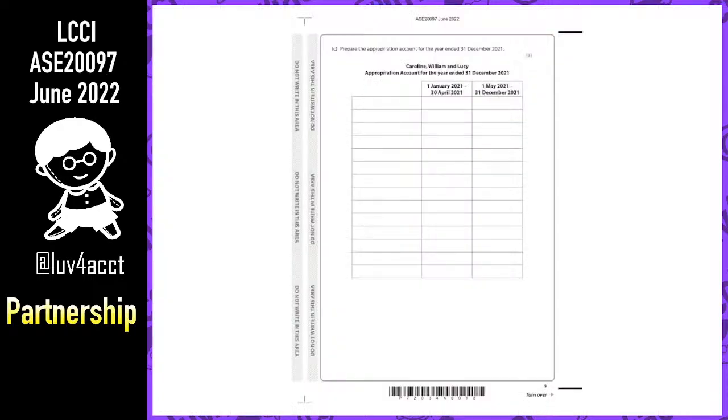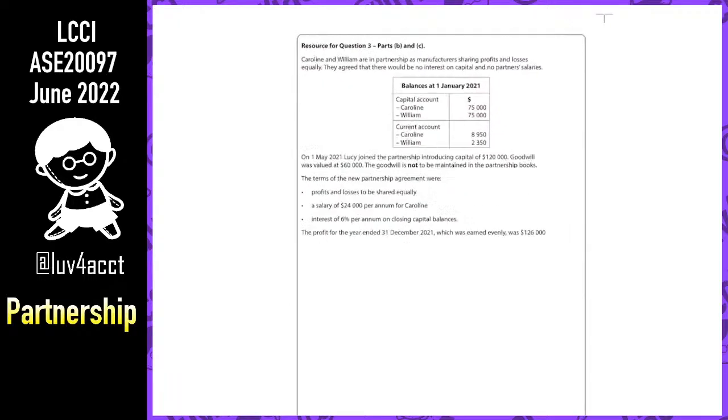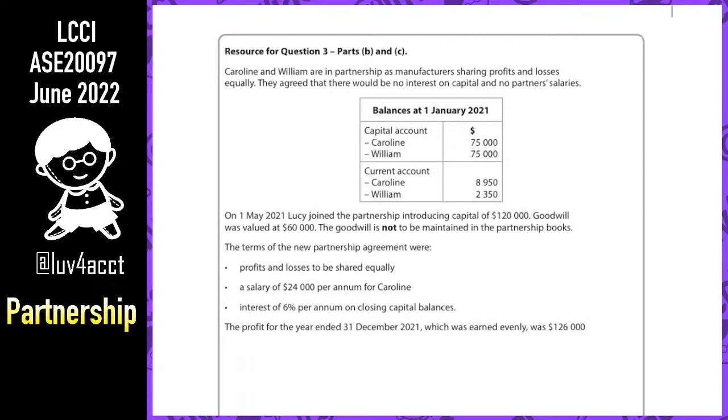So we have the remaining 15 marks for this question. Let us look at this. You are given just a tiny bit of information only. Caroline and William are in partnership as manufacturers, sharing profit and losses equally. They agree that there will be no interest on capital and no partner's salary. So the simplest form of partnership agreement. Nothing, and only share profit and losses equally.